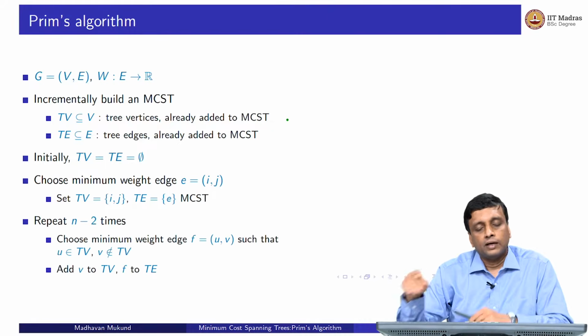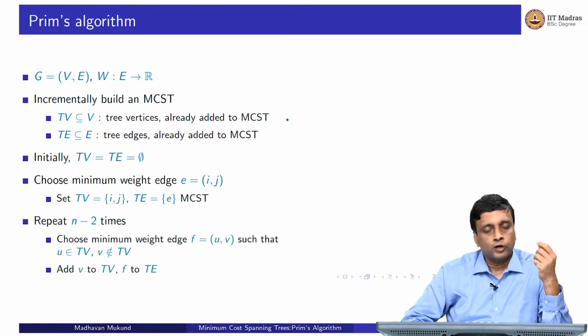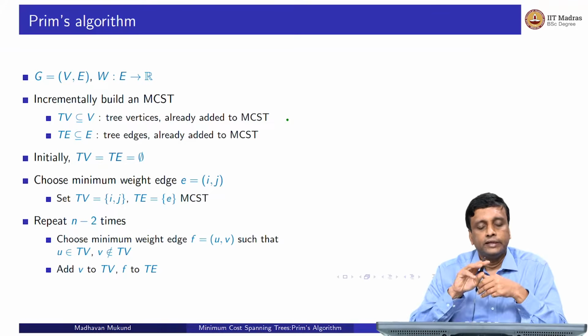And now I will choose the smallest edge which starts in the tree and ends outside the tree. So, U is in the tree, V is outside the tree, and I will add this edge, and I will add the corresponding vertex V to the set of tree vertices. So, I will add the U comma V edge to TE, and I will add the vertex V to TV.